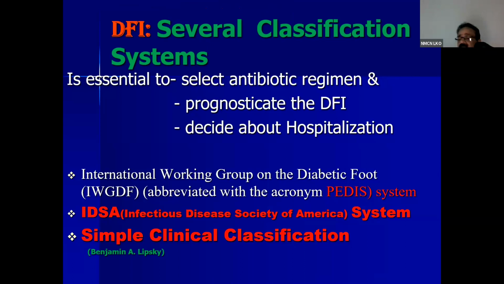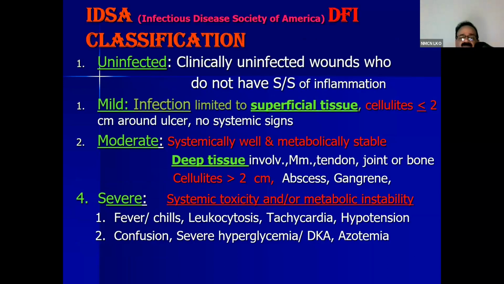There are different classifications of diabetic foot infection to select the antibiotic regime, to prognosticate and to decide about hospitalization. There are three main types of classification. One is the International Working Group on the Diabetic Foot, also known as the PEDIS system. Second is IDSA, the Infectious Diseases Society of America system. And third is the simple clinical classification given by Benjamin A. Lipsky, who is, I think, the father of infectious disease in the diabetic foot worldwide.